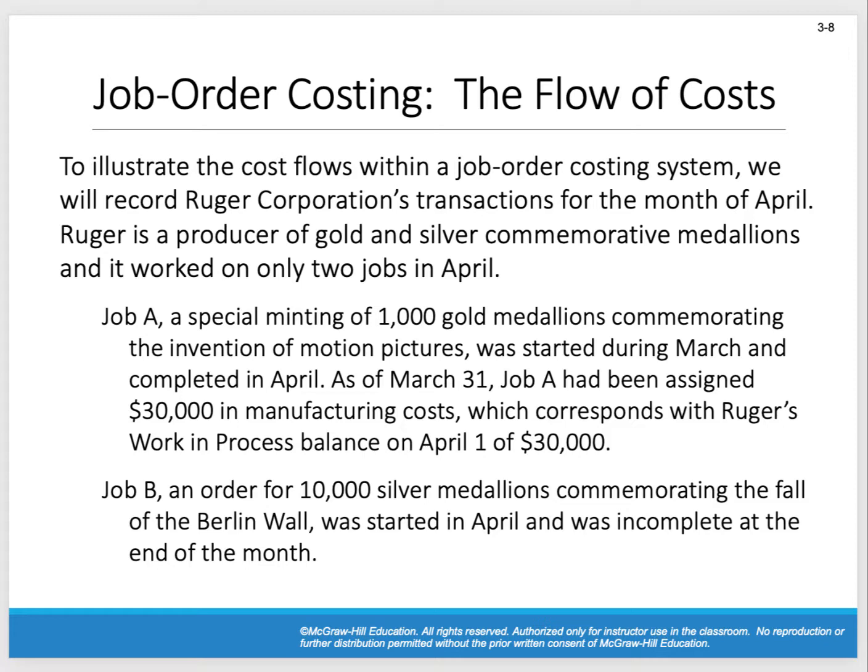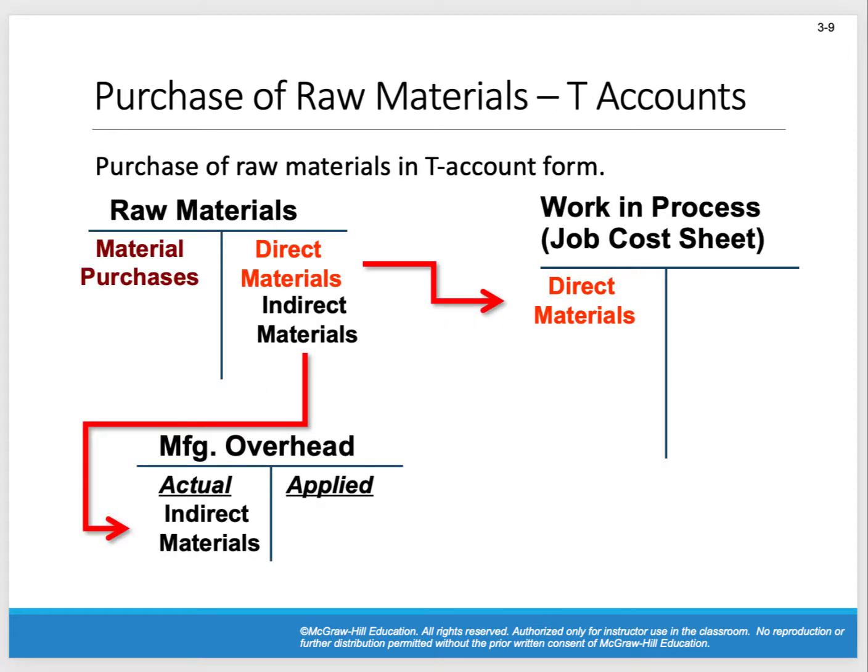Job B, well, guess what? We start that in April. Okay, so we have no cost yet associated with job B. So let's see what happens. Okay, let's look at the raw materials flow, right? By the way, these are T accounts that you see here. This raw material, that's a T account. The left side is going to be the debit side. The right side is the credit side.